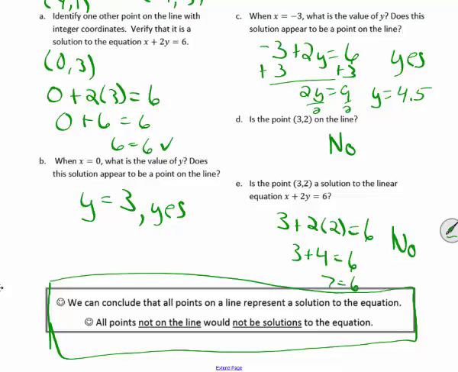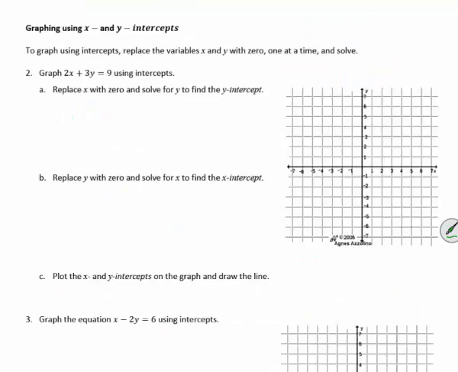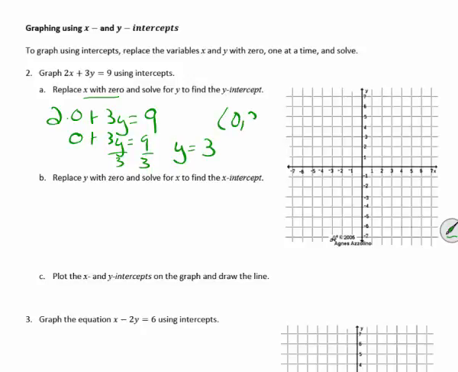Okay, next. Now we're going to talk about graphing using intercepts. To graph using intercepts, replace the variables x and y with 0, one at a time, and solve. First I'm going to put in 0 for x. So 2 times 0 plus 3y equals 9. So 3y divided by 3, so y is 3. That's the point (0, 3). That's our y-intercept. We've talked about that.